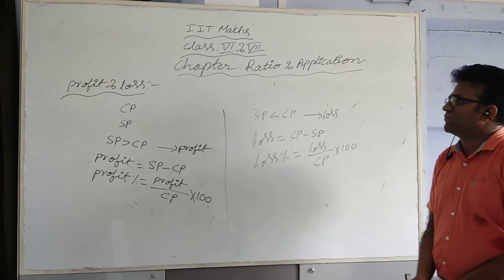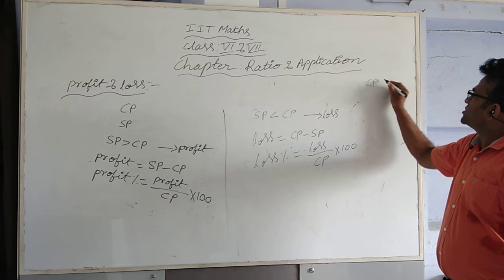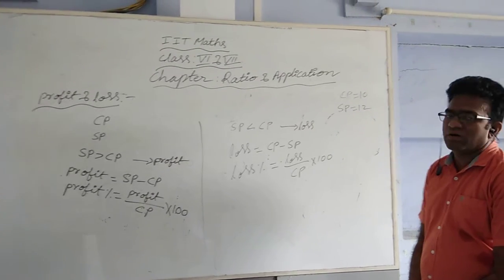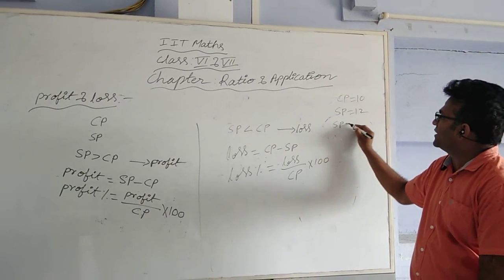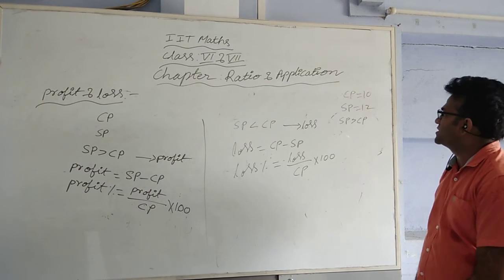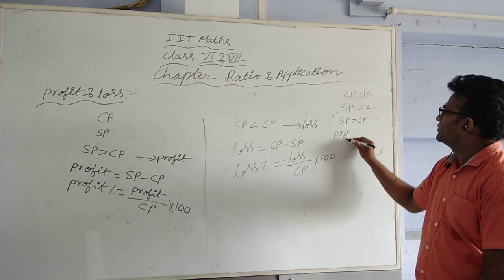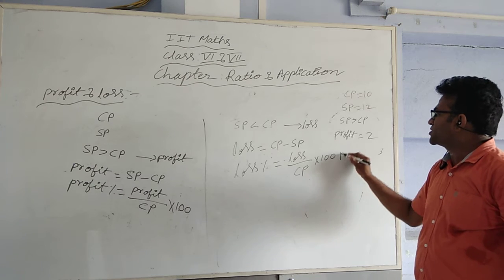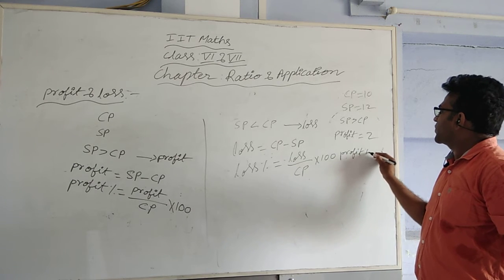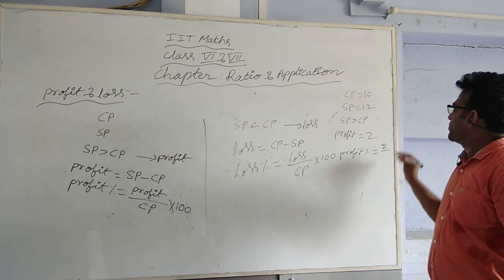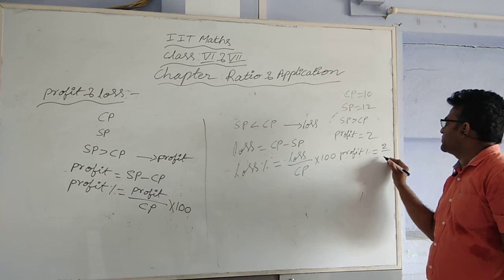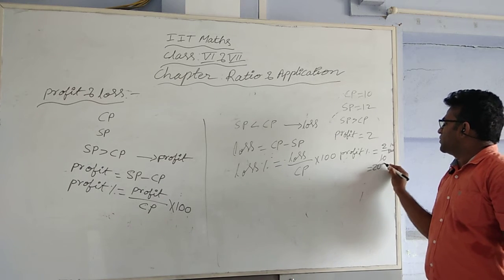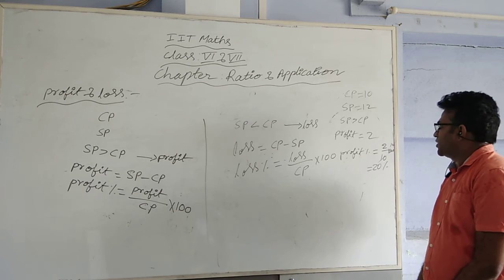So we are going to see one example. For example, cost price is 10 rupees and the selling price is 12 rupees. Okay. So here SP is greater than CP. SP is greater than CP. So that's why we incurred profit. So profit is equal to 2 rupees. That means 12 minus 10. Next, profit percentage. Profit 2 rupees and CP is 10 rupees, into 100. 10 ones are 10, 10 tens are 100. So percentage of profit is equal to 20 percent.